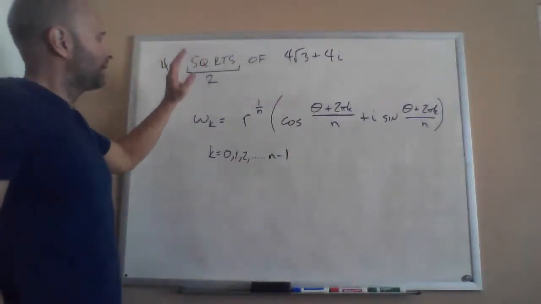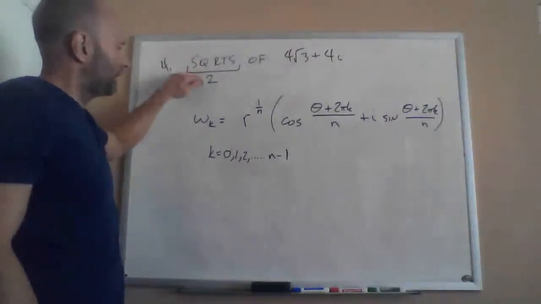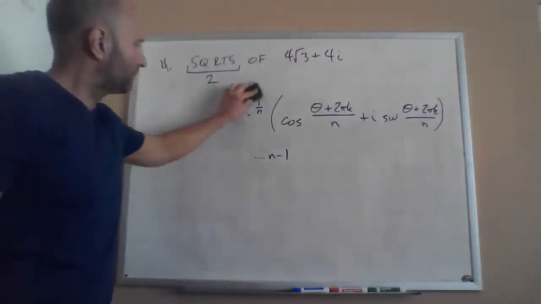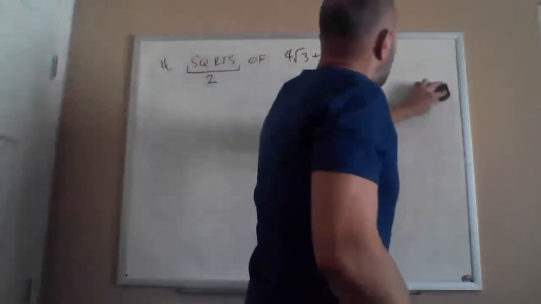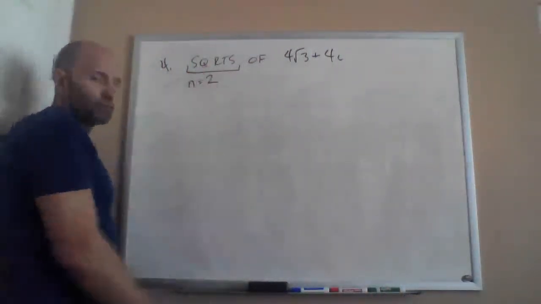But when we have square roots and cube roots, square roots means we have 2. Cube root means we have 3. So this is the formula we're going to be using. So we know that our n is equal to 2 because of square roots.